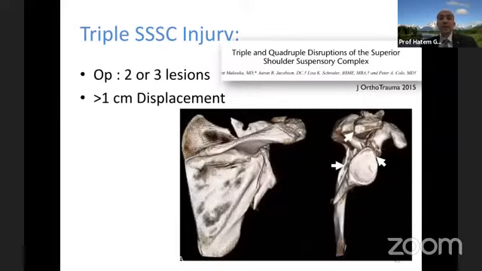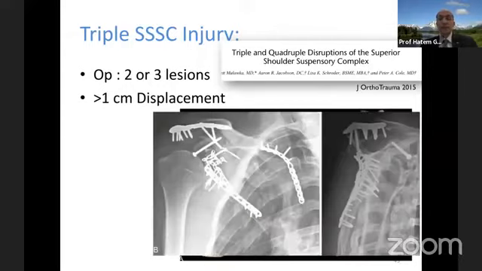This is another injury. They describe sometimes triple, sometimes quadruple disruption of the superior suspensory complex. So you have the neck fracture, you have the base of coracoid fracture, and an acromial fracture. Again, a triple injury. Most of the authors now say that if you have displacement of more than a centimeter in a double or a triple injury, then that's an indication for surgery. And this is by Peter Cole. So he's fixed the acromion, he's fixed the coracoid with a screw, with medial and lateral fixation of the scapula.